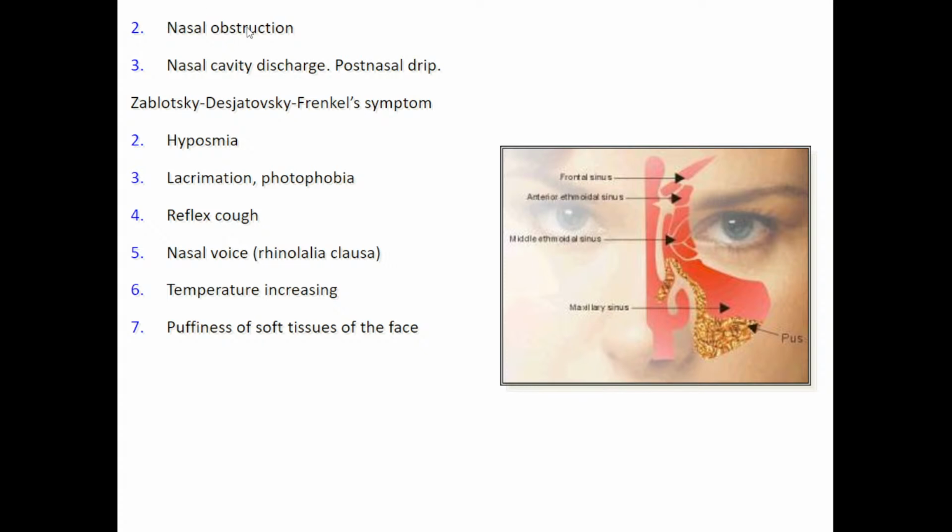What are the other signs? It's nasal obstruction, nasal cavity discharge, postnasal drip. Postnasal drip means that the discharge passes through the nasopharynx down along the posterior wall of the pharynx. Also, it may be hyposmia, lacrimation, photophobia, reflex coughing, nasal voice, rhinolalia clausa, temperature increasing, and puffiness of soft tissue of the face, so swelling of the face.